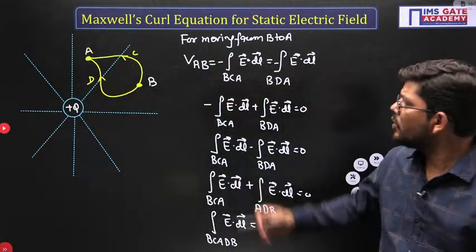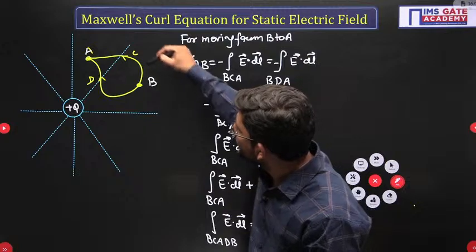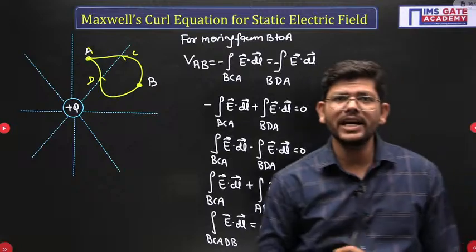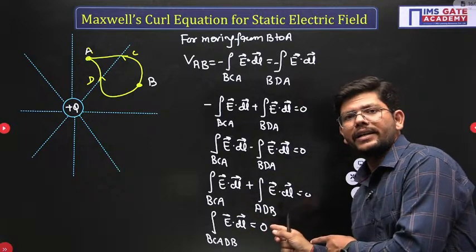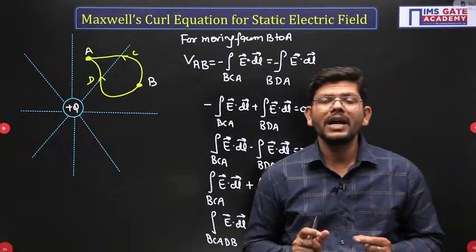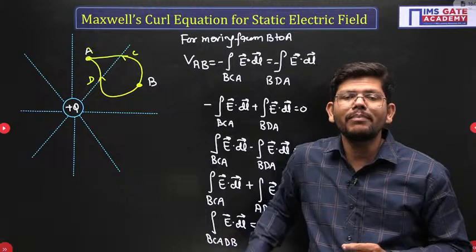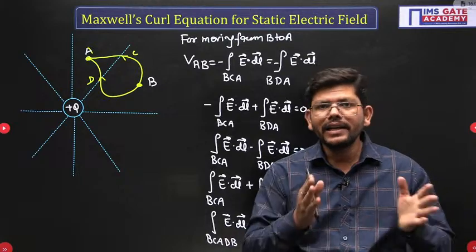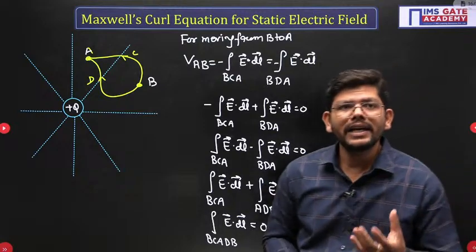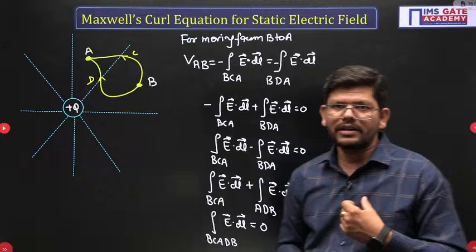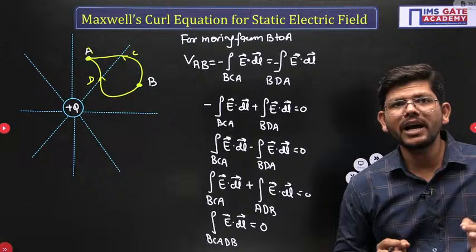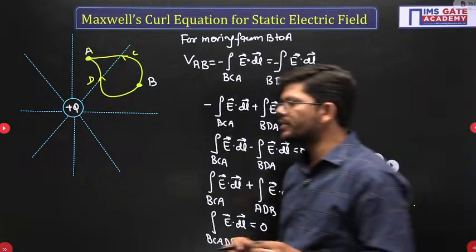So just see, if you are following the closed path BCA to ADB under the influence of the electric field of a point charge, the potential difference that you are getting, E dot dl, is becoming 0, and this is the basis of applying KVL in electric circuits, my dear friends. This forms the basis of applying KVL in the electric circuit. So when you are following the closed path, what is the potential difference? It's coming out to be 0.